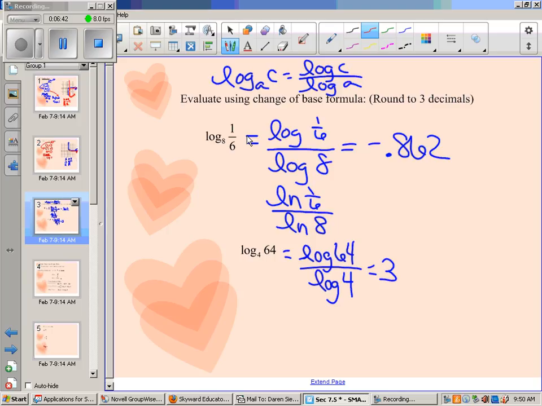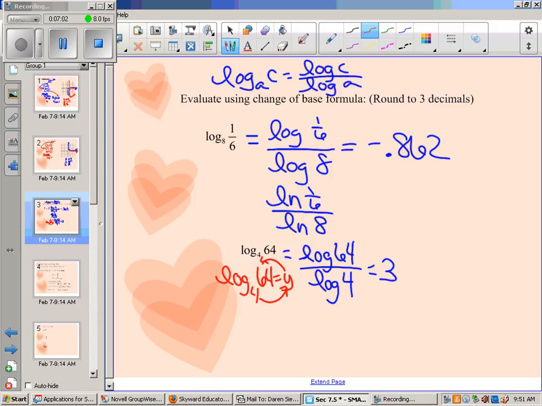4 to the what power gives me 64? So if you go back to the way we did it the first day, we would have said 4 to the y equals 64. What power do I have to take 4 to get to 64? I have to take it to the third, or cube it. Okay, so you can do these things multiple ways.